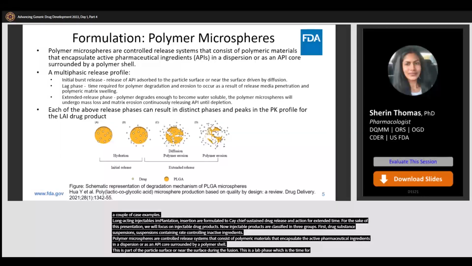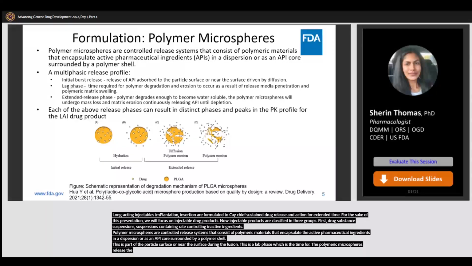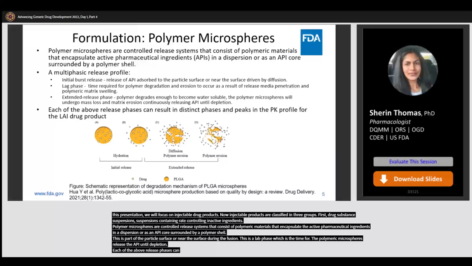Then we have an extended release phase where the polymer degrades enough to become water soluble. The polymeric microspheres will undergo mass loss and matrix erosion, continuously releasing the API until depletion. Each of the above release phases can result in distinct phases and peaks in the PK profile for the long-acting injectable drug product.